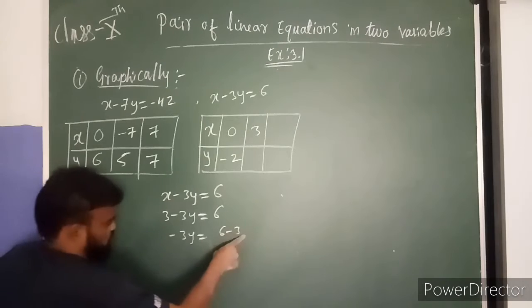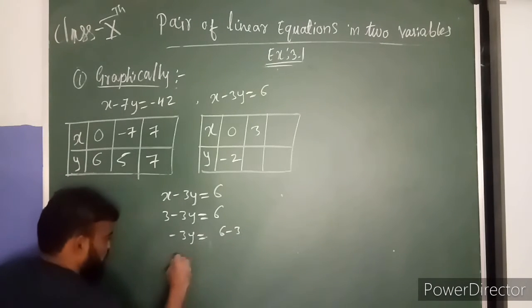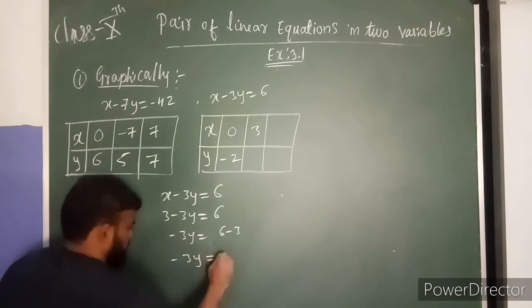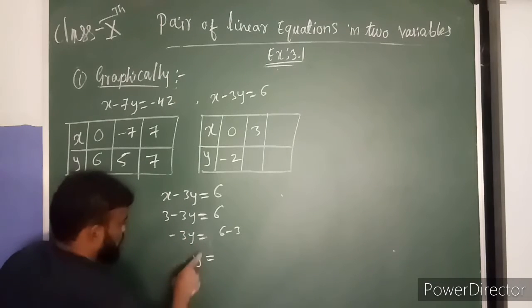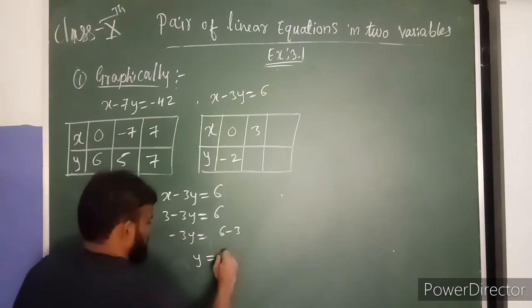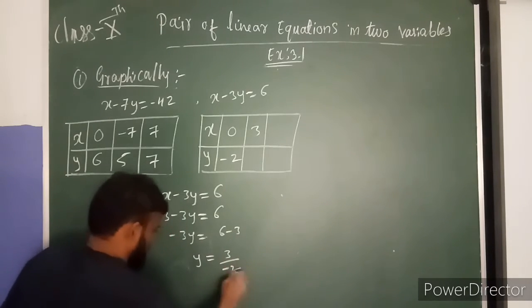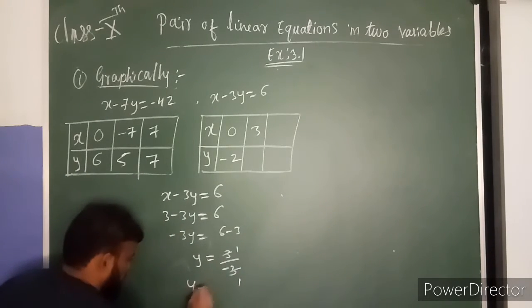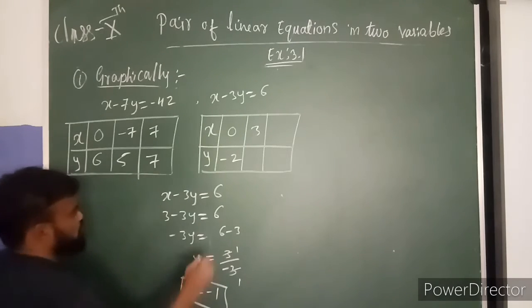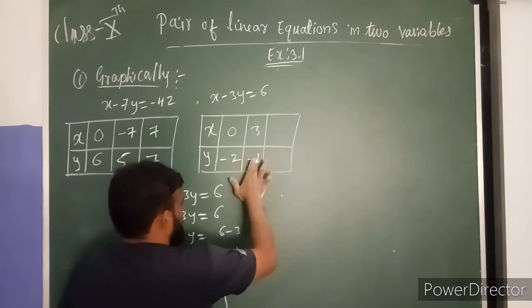This plus 3, if I transpose it to this side, it will become minus sign. After that, minus 3y, 6 minus 3, I directly write. Y is equal to, 6 minus 3 is 3, and the value transposes to minus sign. 3 ones are 3, and y is equal to minus 1. Y is also minus 1 we are getting here.